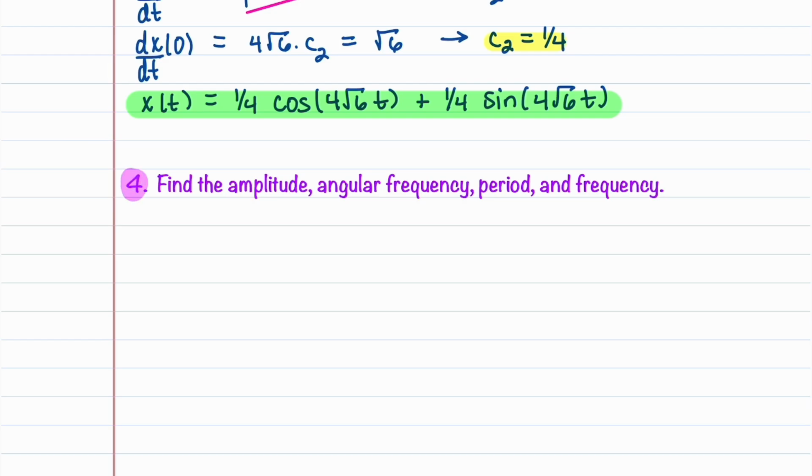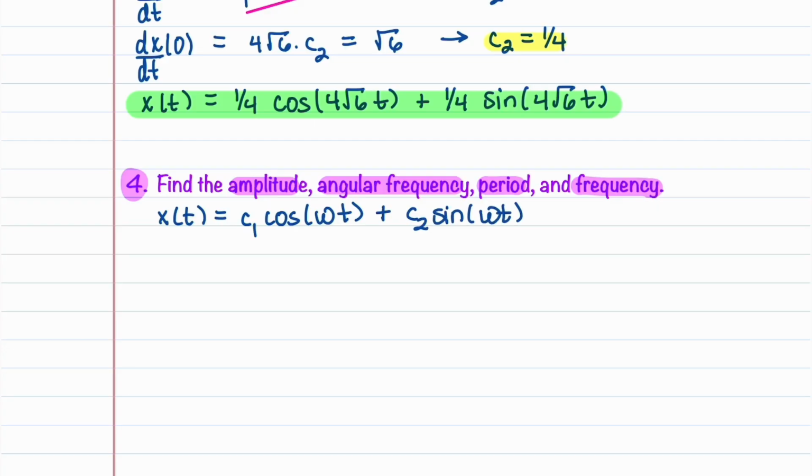In our last step, we need to find the amplitude, angular frequency, period, and frequency. In order to do this, we are going to need to write our solution in a different form. Our solution is written in this form: x of t is equal to c1 cosine omega t, I'm just writing the general form here, plus c2 sine omega t. We need to write it like this.